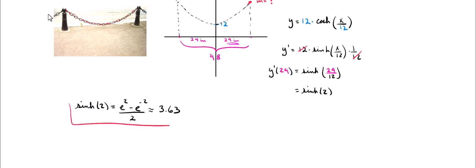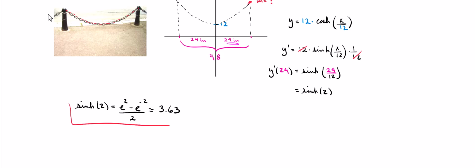For the sinh of 2, I'm going to use a very similar approach as we did in the first video. So I'm just going to rewrite it as an exponential. The sinh of 2 is the same thing as e to the second power minus e to the negative 2 all over 2. Plugging this into my calculator, I obtained 3.63. And there we go, we obtained the slope of the chain when it's connected to the right pole.